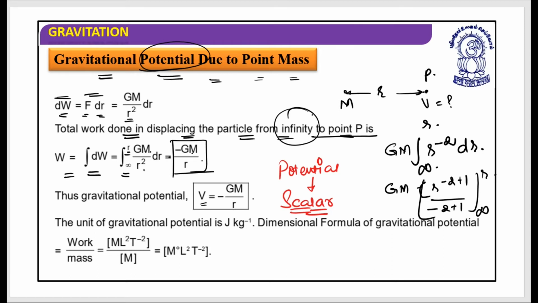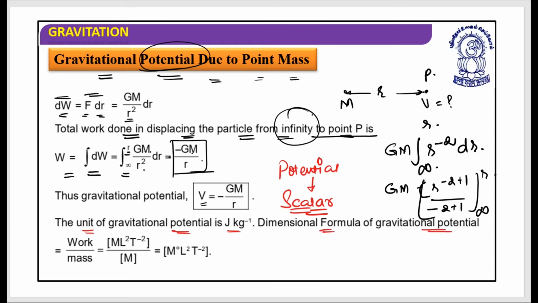Fields are always vector, and potentials are always scalar. Please do remember this. Now the unit of gravitational potential, we can write it as joule per kg. This is the SI unit. We generally use volt, yes, but we can use joule per kg. It's work done divided by mass.